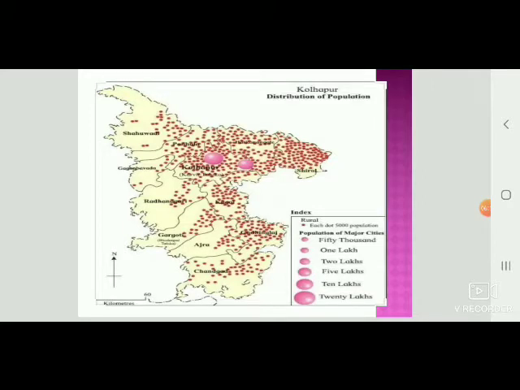Coming to the western side of the Kolhapur region, for example, Shahuvadi, here we have a very sparse population. As an example of a dense population in Kolhapur, coming to the eastern part and the central region of Kolhapur, that is, in the main Kolhapur region, we have the dense population that is highly populated of 20 lakhs.